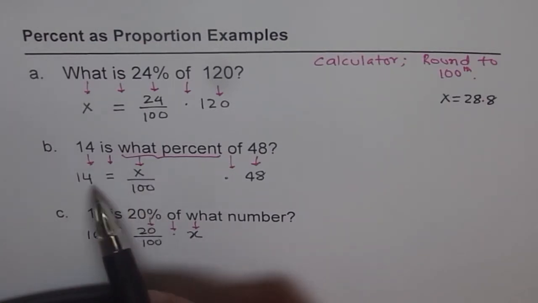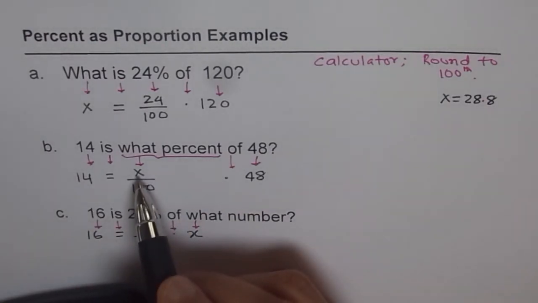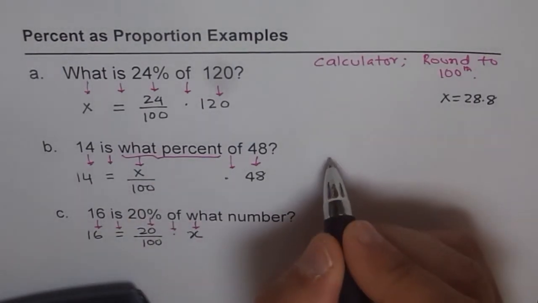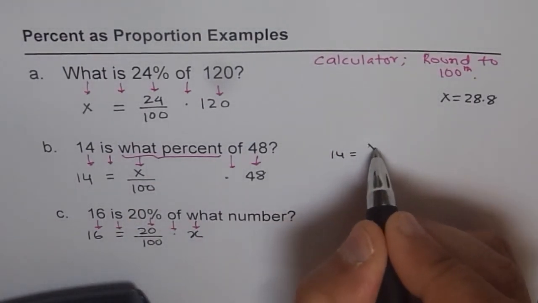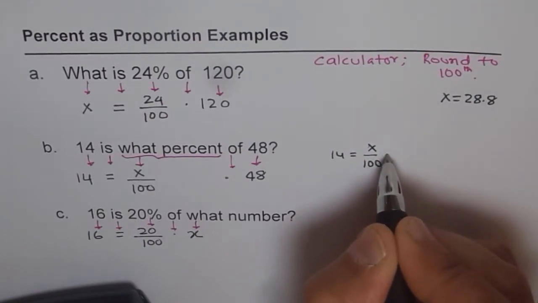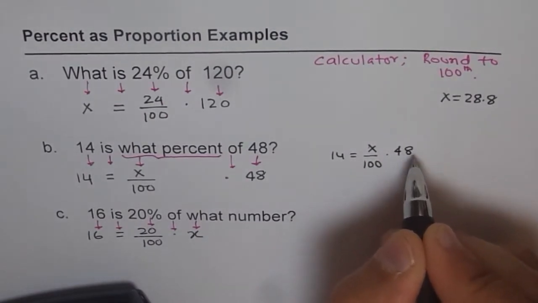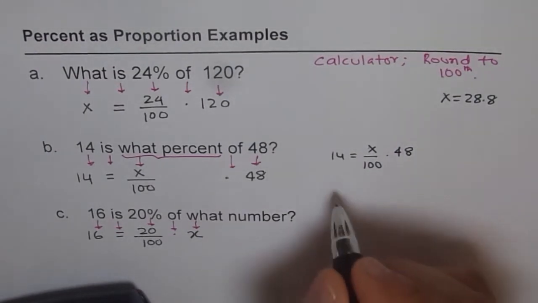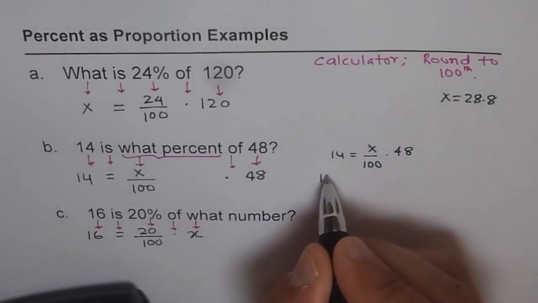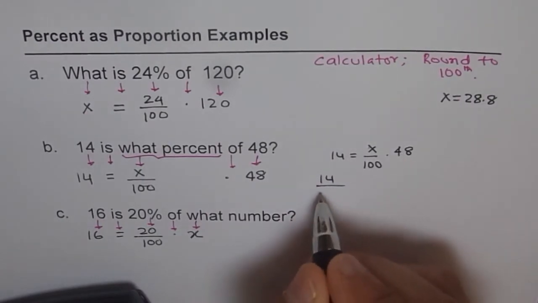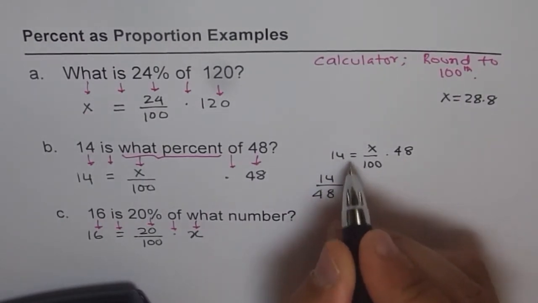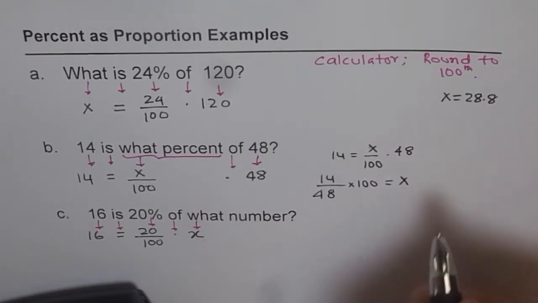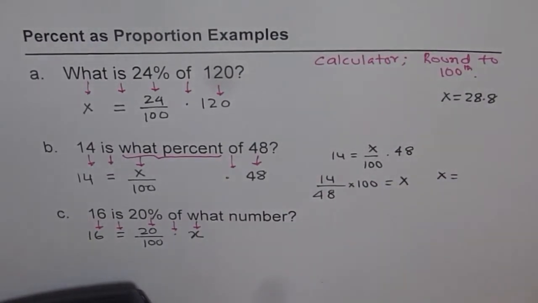Now here x is not that straightforward. What you need to do is cross multiply. So we have x here. Let me just show you these steps also. So we have 14 equals x over 100 times 48, right? So 48 is in the numerator, it goes into the denominator. So what we get here is actually 14. So this comes down, 48, and that goes up. So times 100 is actually equal to x, correct? So that is how you're going to solve it and then write down your answer.